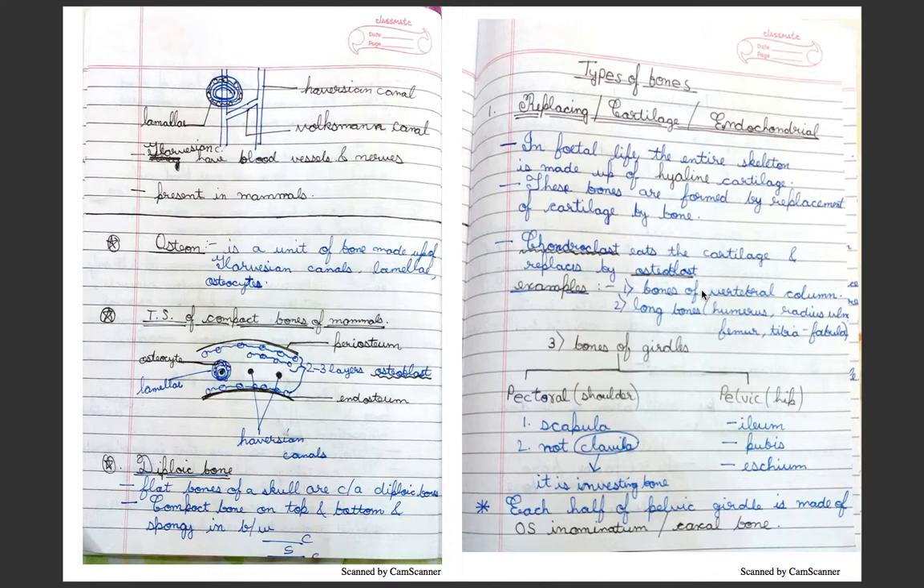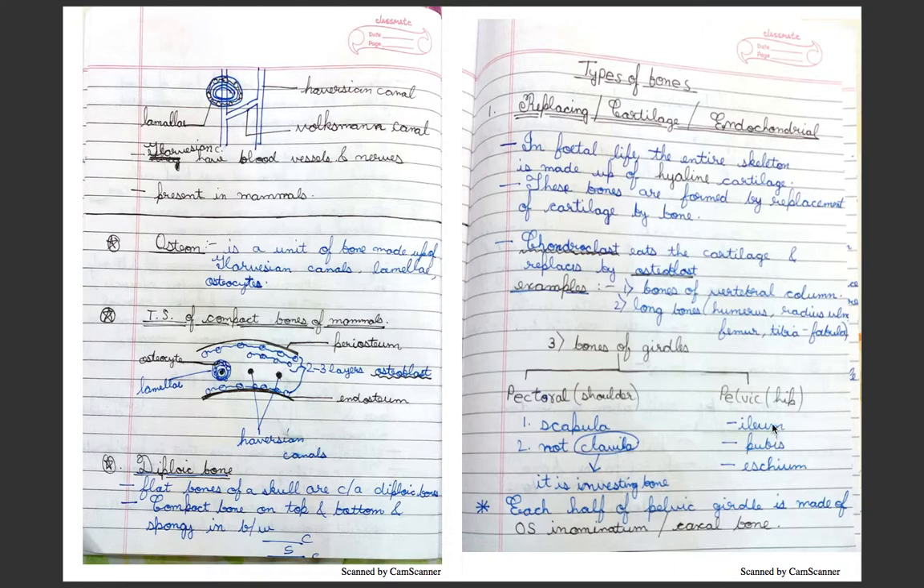For example, all the strong and very hard bones of our body are formed by this, which include bones of the vertebral column, long bones such as humerus, radius, ulna, femur, tibia, fibula, bones of the limbs, and then bones of the girdles, that is pectoral and pelvic. That is actually all the strong bones of the human body. Pectoral has only the scapula. Clavicle is not in this. Clavicle is an investing type of bone, and in the pelvic girdle all three, ilium, pubis, and ischium, are included in this.